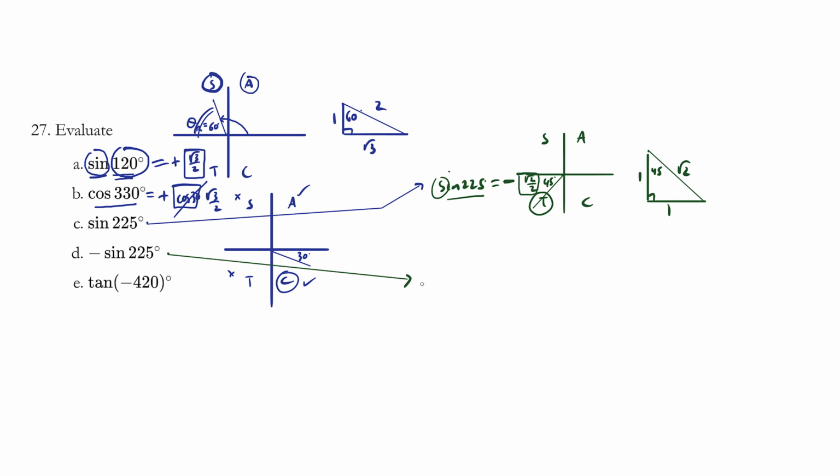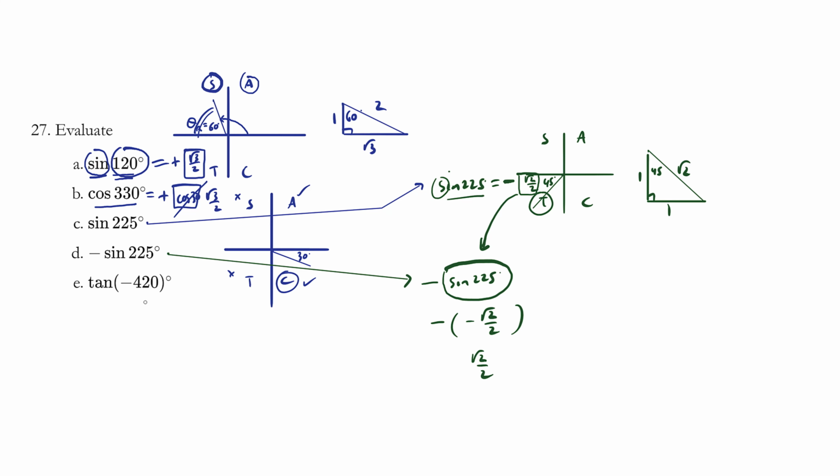Now this question is negative of sine 225. I recommend you treat the negative sign as a separate part of the question, and we know that previously we figured out the answer up here. So we have negative of negative root 2 over 2 from the previous question, and two negatives make a positive.